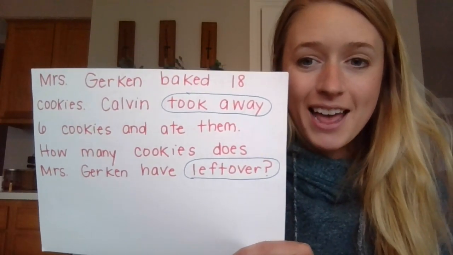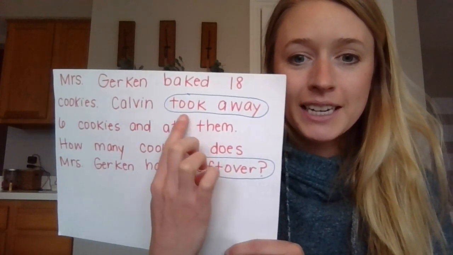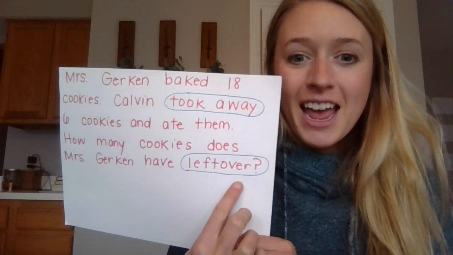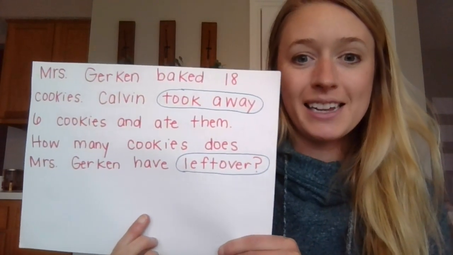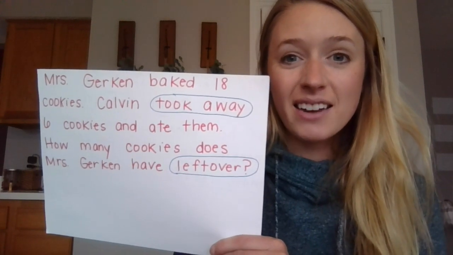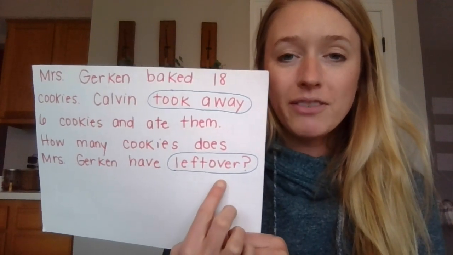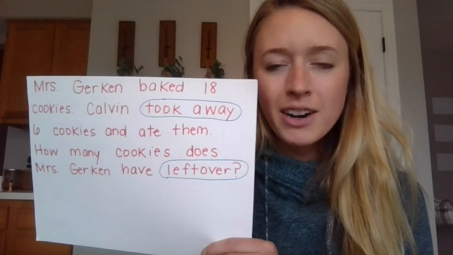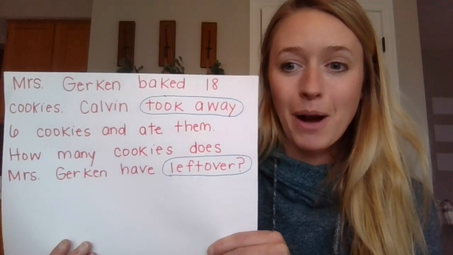So I went ahead and I circled one phrase. I circled the phrase took away, and I circled the word left over. And those two should give you a clue that we are going to be subtracting because I see the word took away, and whenever we take things away, we are subtracting. And when you see that word left over, when you take something away, sometimes you have things left over, which should give you a good clue that we are going to subtract in this word problem.